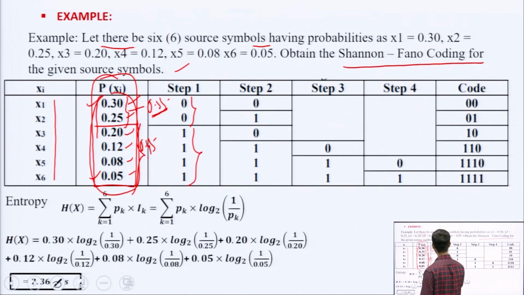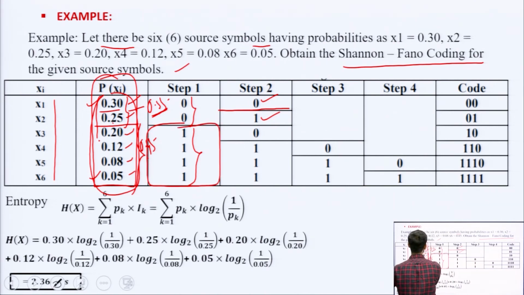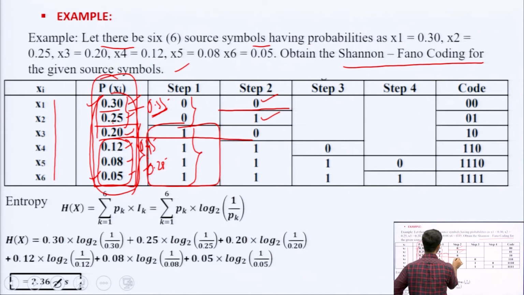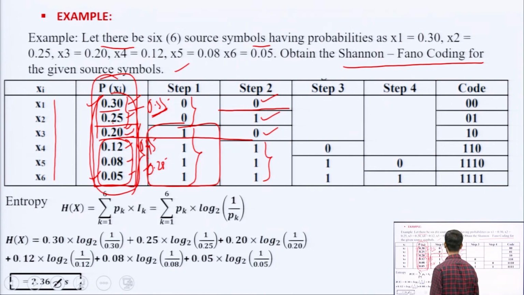Now we will see, again it has the probability 0.30 and 0.25. I can divide this: upper up 0, lower up 1. Again we will see this 4, what will happen? See, this is 0.20 and the rest of 3 are 0.25. So nearly I can divide this as upper half is 0.20 and lower half is 0.12, 0.08 and 0.05. So this is 0 and the rest of 3 are 1.